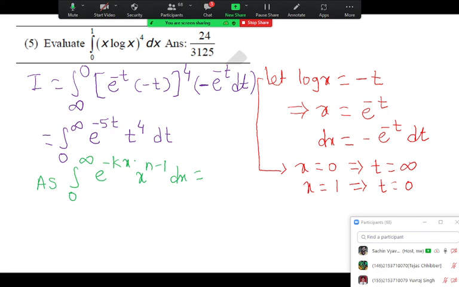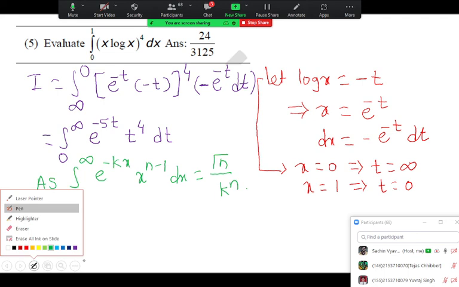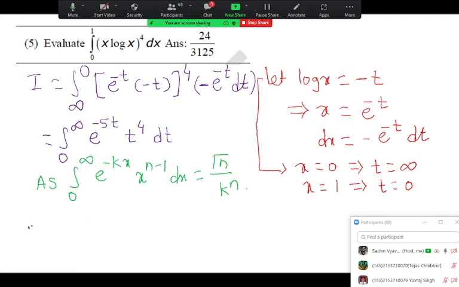But if you don't want to use the property, you replace phi u t by y or phi u t by z, any new variable. So it is gamma n upon k raised to n. This is the property we proved already in the gamma properties. And now with the help of this property, we can get the answer in one step only.